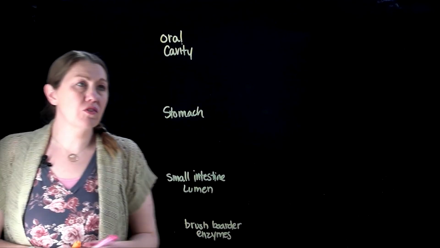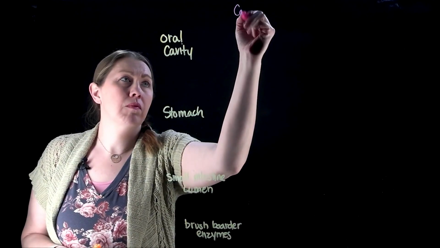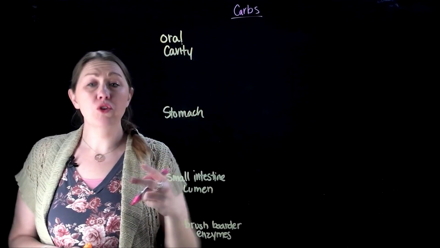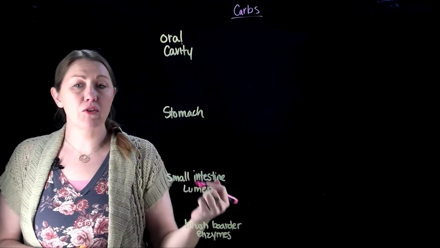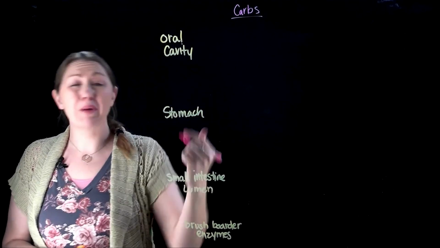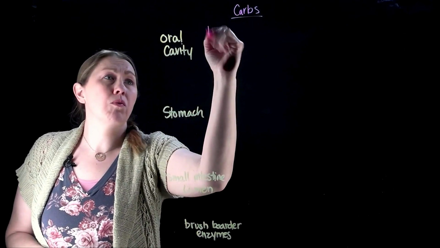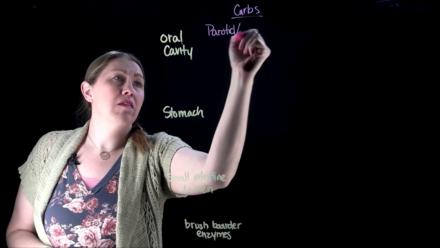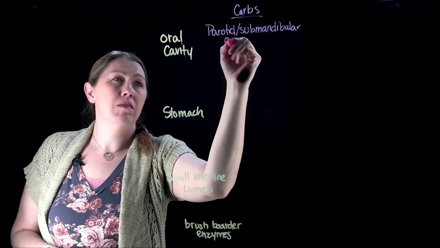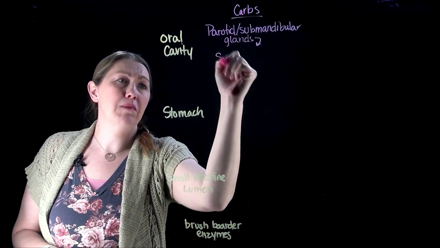All right, so let's first start our journey with carbohydrates. So with our carbs, starting in the oral cavity, we're going to have two of the three salivary glands that secrete an enzyme to break down carbohydrates, or complex carbohydrates specifically. So looking at breaking down starches. So the parotid and submandibular glands are going to secrete salivary amylase.